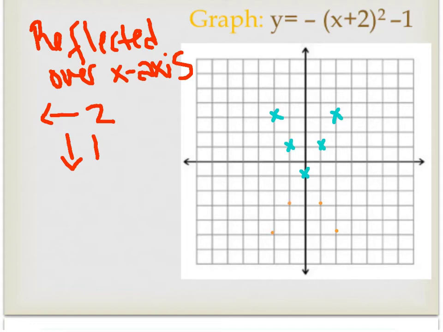Okay, but now this guy needs to be shifted left 2. So all the points need to go left 2, down 1. Okay, so I'm going to do that in one motion. I hope that's not too fast for anyone. But left 2, down 1, every single point.